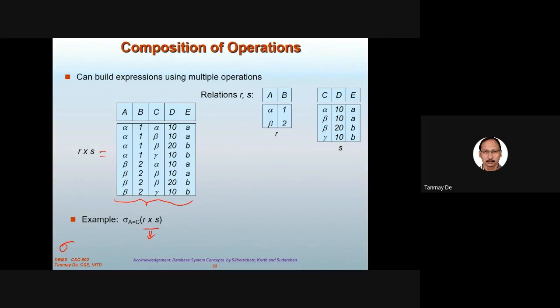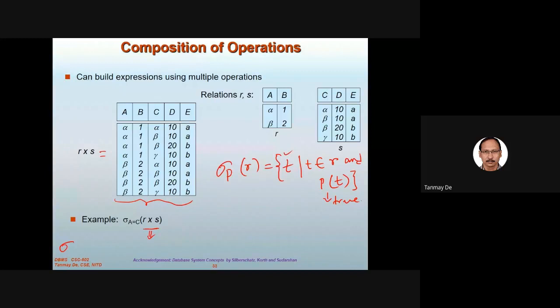Sigma P of R, the general form is this one. What is the result? It results in a tuple t such that tuple t is present in R, and not only present, but condition P for this tuple is true. Then that tuple is considered as the outcome.